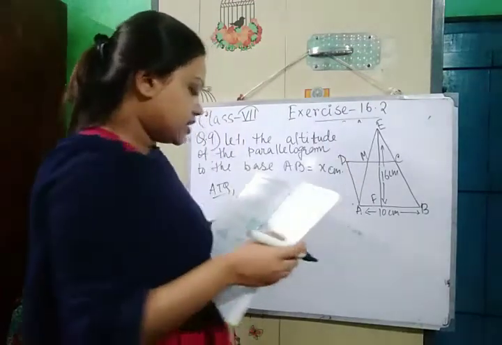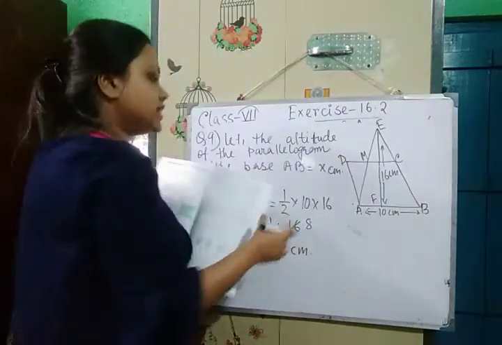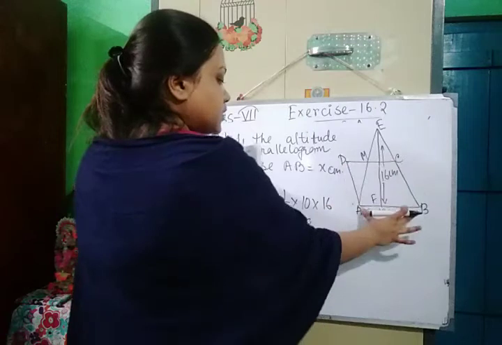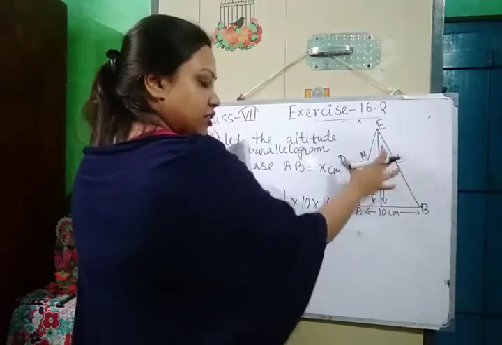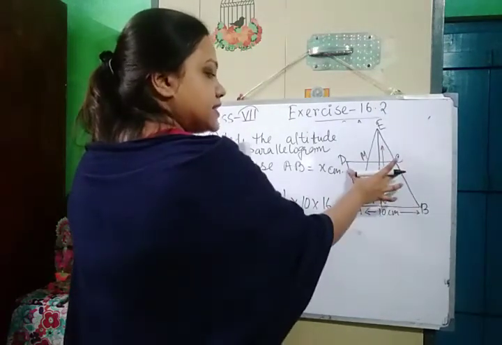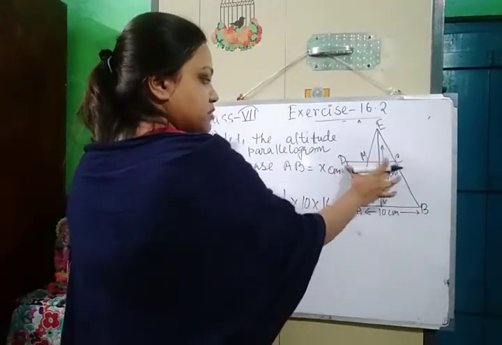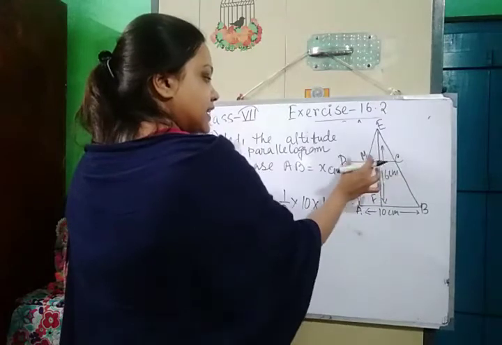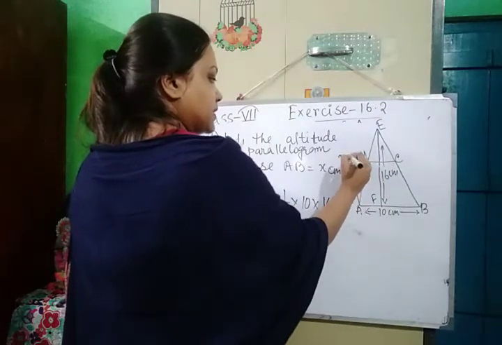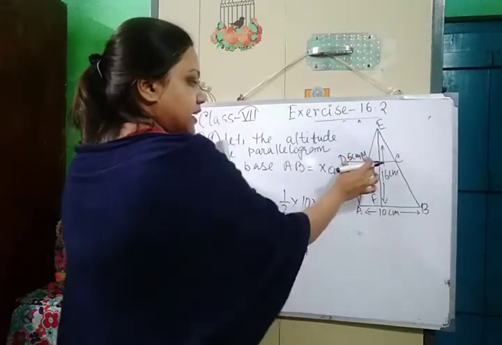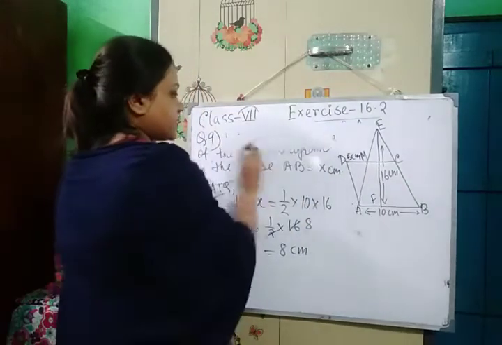AMD, this triangle, where M is the midpoint of DC. Since it's a parallelogram, the lengths of AB and DC are the same. So if this is 10 and this is 10, and M is the midpoint of DC, so it is 10 divided by 2. DM is 5 centimeter.